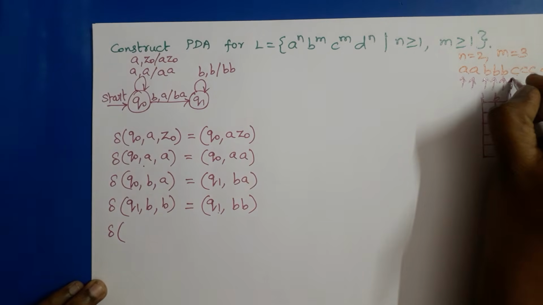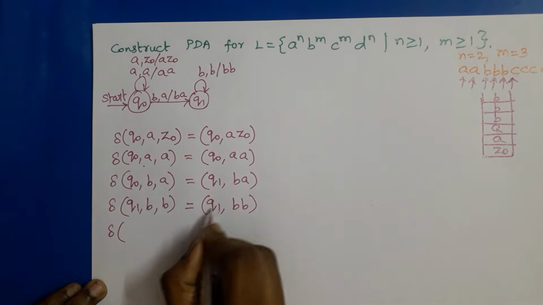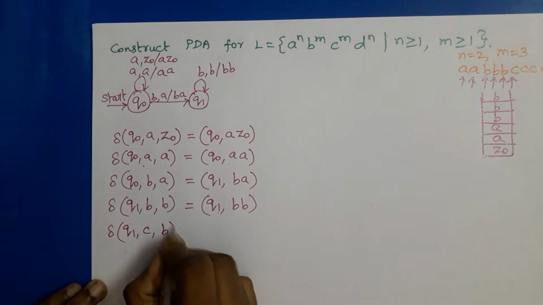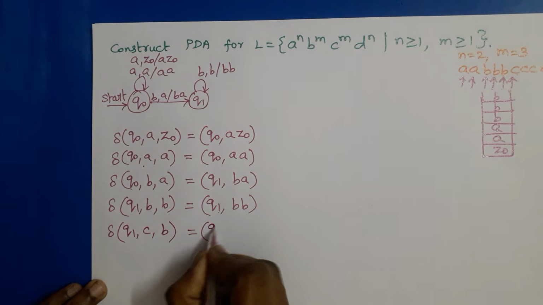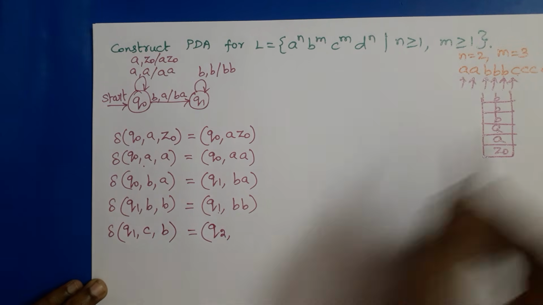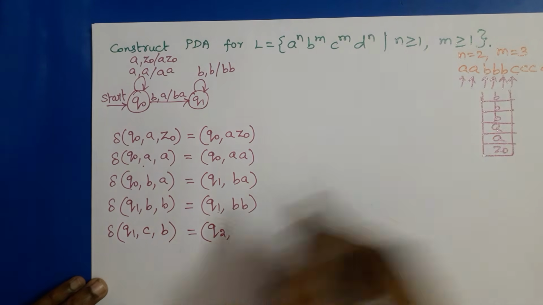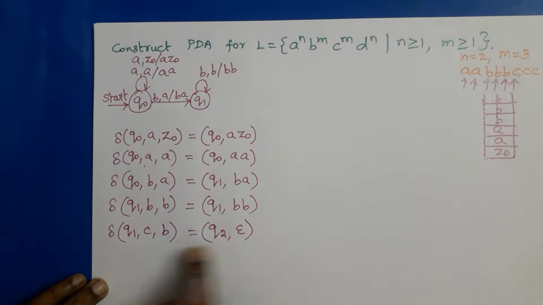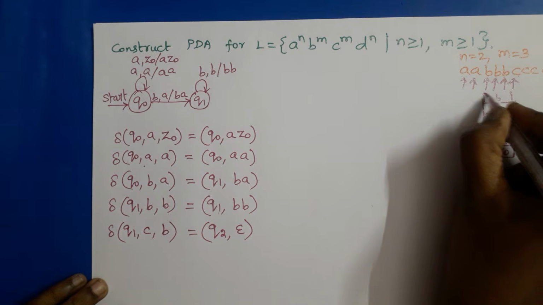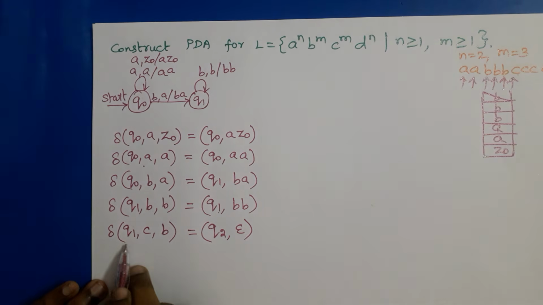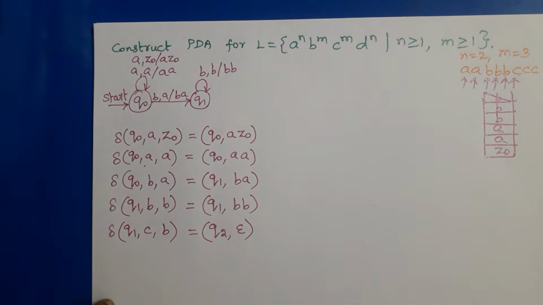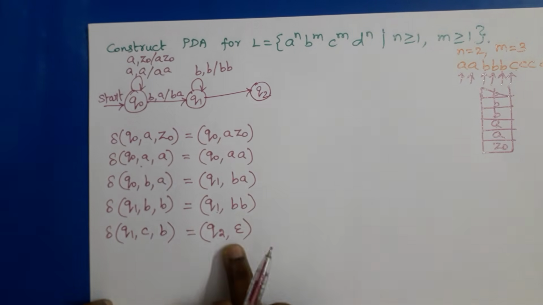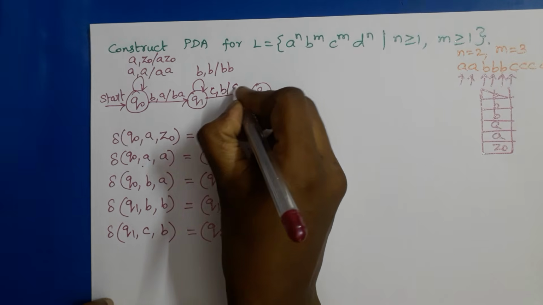Now the next input is C. We are in state Q1, input symbol is C, and the top of the stack is B. So we have to go to Q2, and for each C we need to pop one B from the stack, right? Pop means we have to write epsilon. So this epsilon replaces B on top of the stack, meaning this B is popped from the stack. So from Q1 to Q2, C comma B slash epsilon.